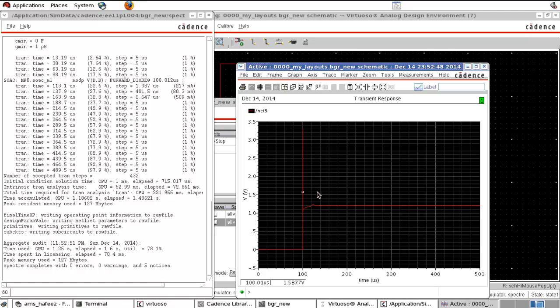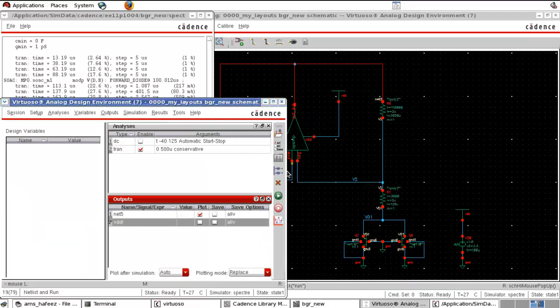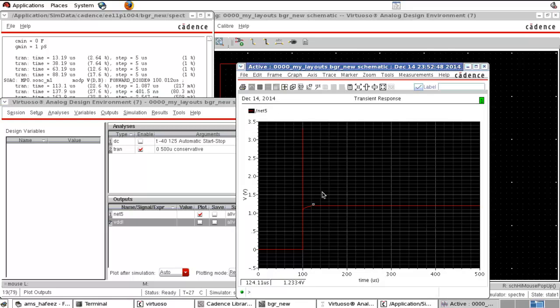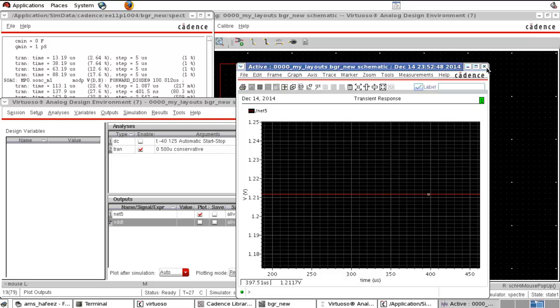Now you can see the reference voltage is near 1.2 volt. Before we designed the startup circuit, the circuit was not reaching 1.1 or 1.2 volt. It was 0 volt at the output of the op amp. Now we got the reference voltage as 1.2 volt. This is a startup transient. You can ignore that, and the circuit will finally settle to 1.2 volt.